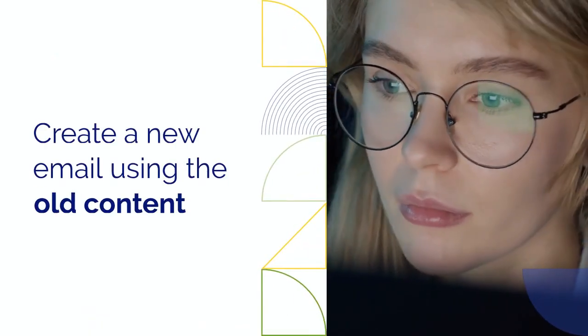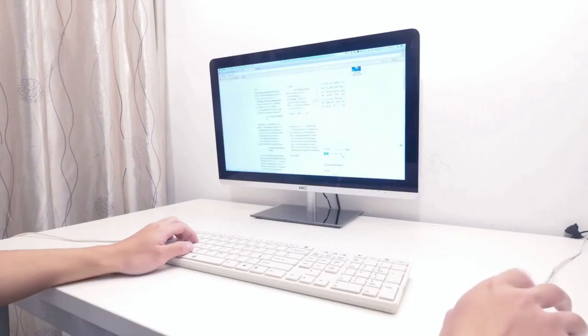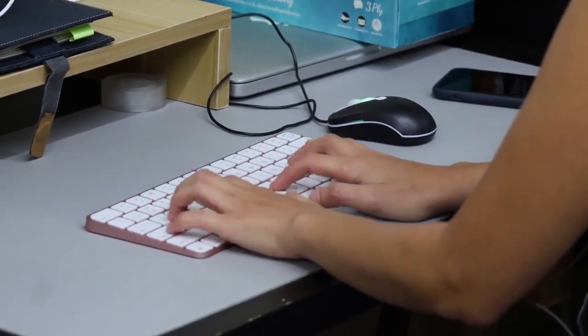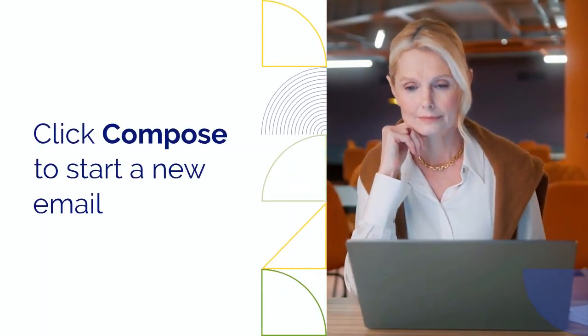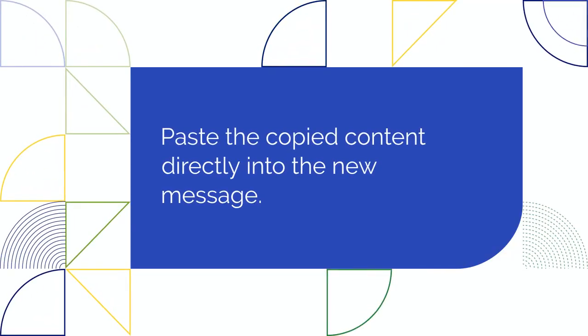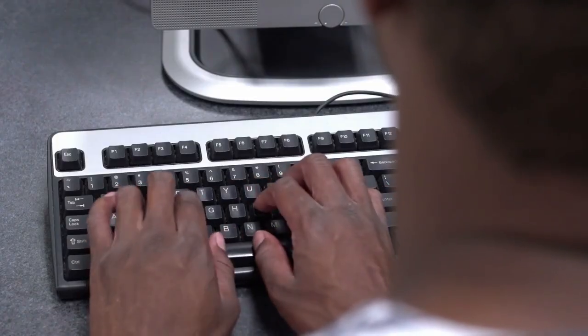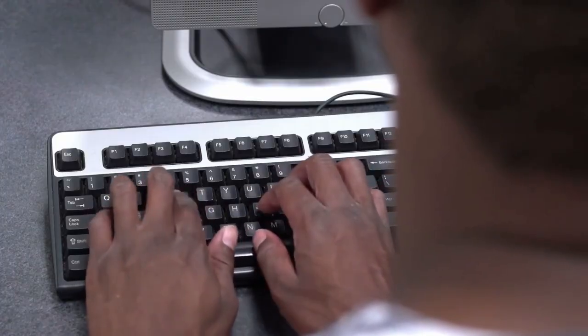Another effective approach is to create a new email using the old content. Go to your Resend a folder and open the email you want to reuse. Carefully select all the text from the original message, then copy it. Next, click the Compose button to start a brand new email. Paste the copied content directly into the body of your new message. Now, you can add your intended recipients, craft a new subject, and make any necessary edits before hitting send.